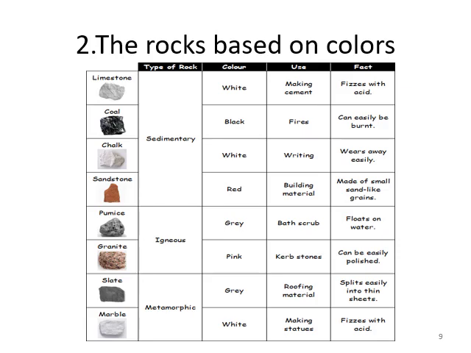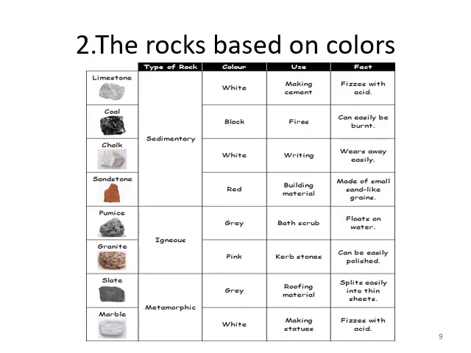Pumice is an example of igneous rock which appears grey in color. It is usually used in bath scrubs. Being lightweight, it floats on water. Granite is an example of igneous rock which appears pink. It is used in making trapstones and it can easily be polished.